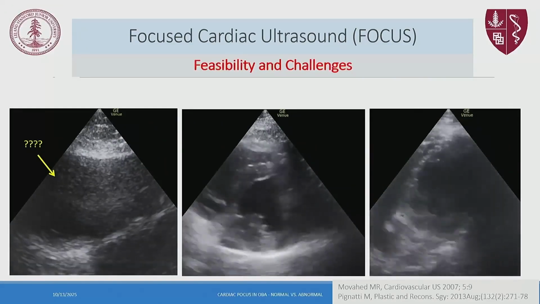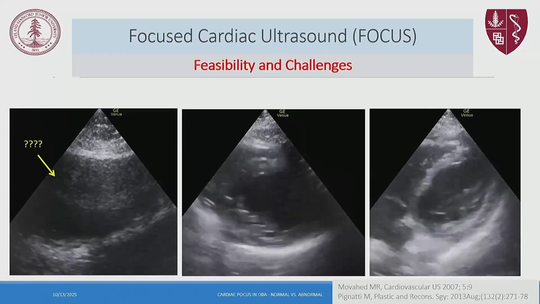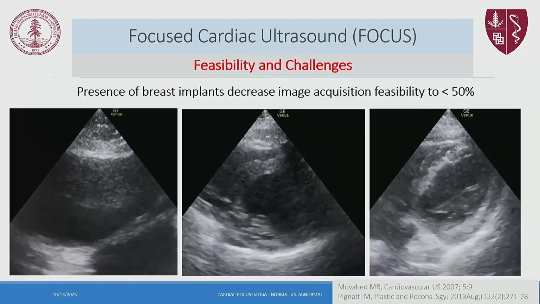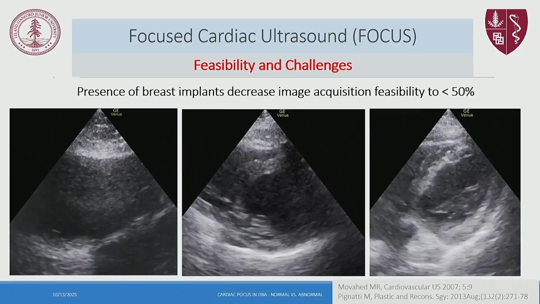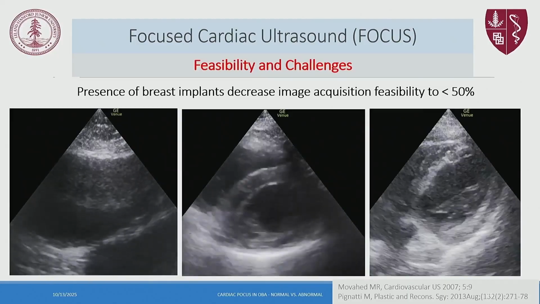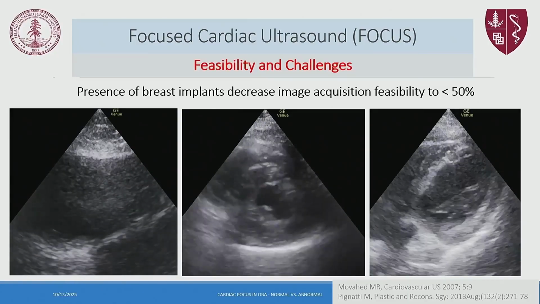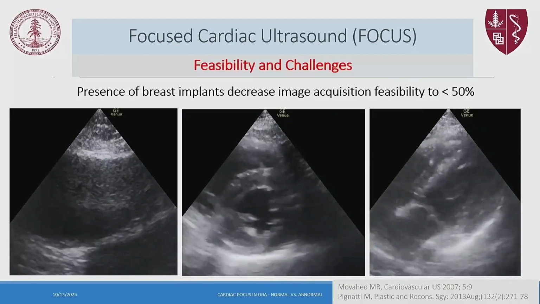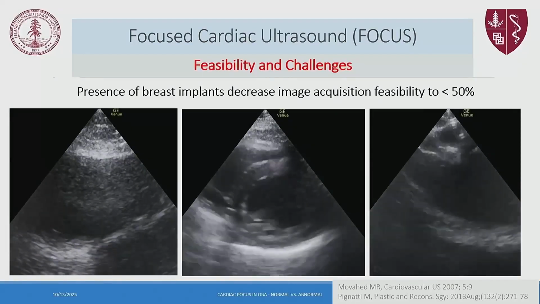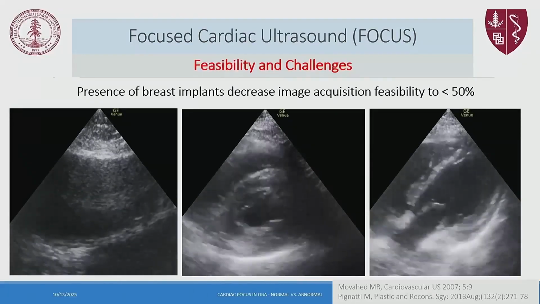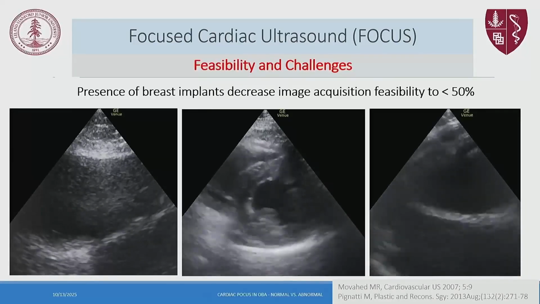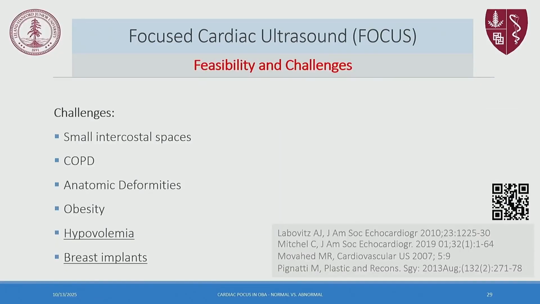And then, what is this here? This is a breast implant. In this patient population, it's also very important to remind ourselves that the presence of breast implants decreases the image acquisition feasibility to less than 50%. So don't panic. It can be super, super tough. So the challenges in pregnant patients, besides the usual parameters, are that a patient that is hypovolemic can be very difficult to scan, but also a patient with breast implants.